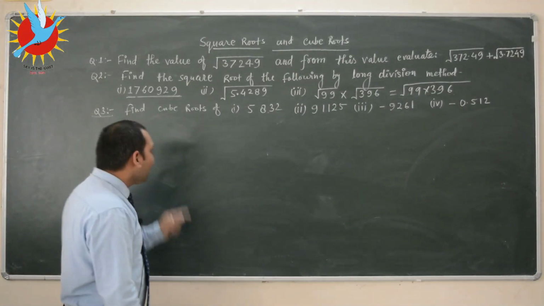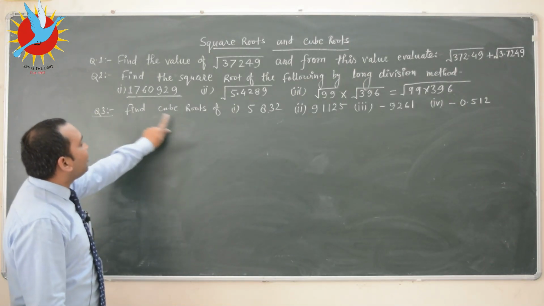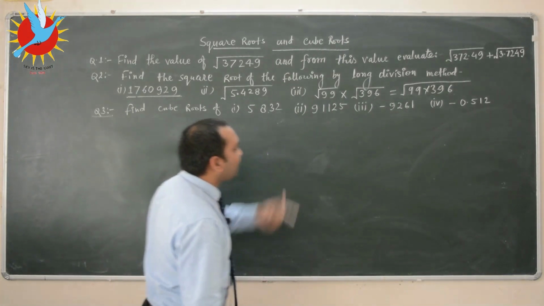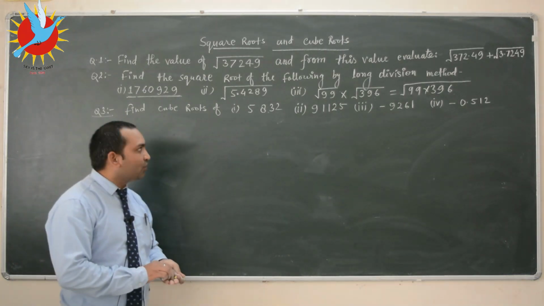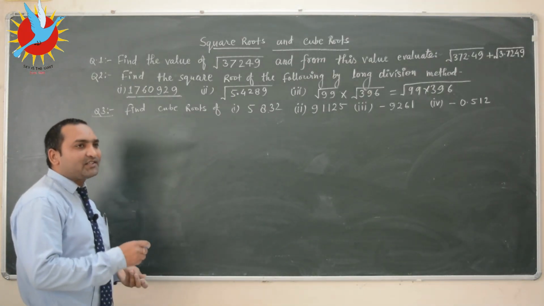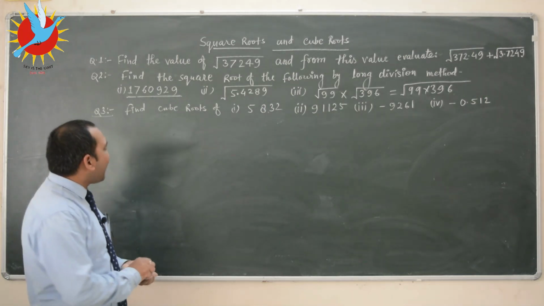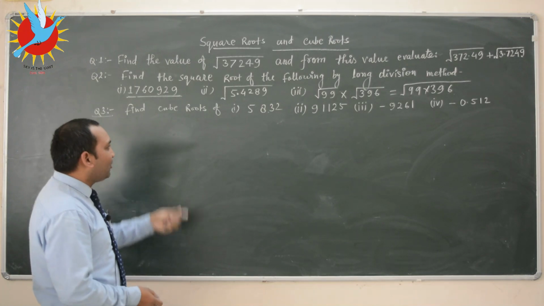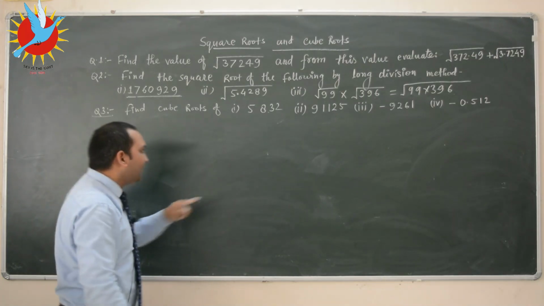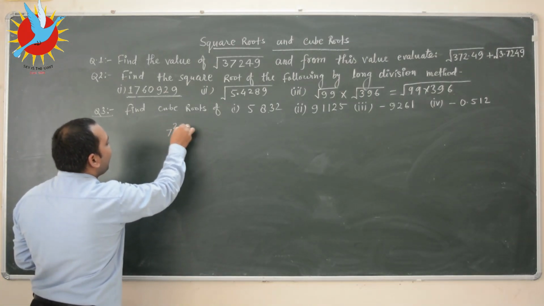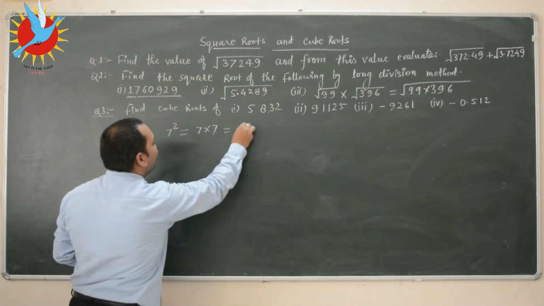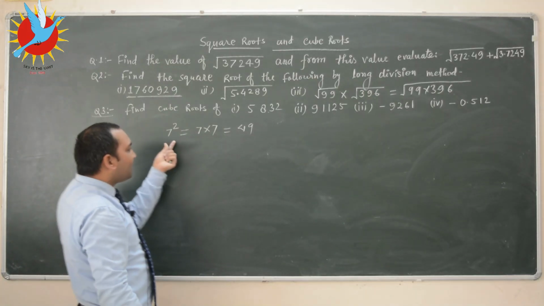Next. Okay, so here in the third question, find the cube roots of the following numbers. Here 4 numbers are given and we have to find the cube root. Before solving, first we discuss what is the cube and what is the cube root. Like square, in square we multiply any number 2 times. For example, 7 square means 7 into 7, 7 itself multiplied 2 times, so that is 49. So 49 is the square of 7.